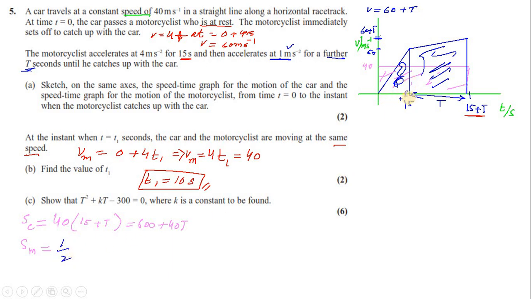area of the triangle, so half of 15 times the height of the triangle, which is 60, and then plus the area of this trapezium. The area of the trapezium will be equal to half of the sum of the parallel sides. The parallel sides will be 60 and 60 plus t. So 60 plus 60 plus t, this is the sum of the parallel sides of a trapezium, times the height. Height is the width, which is t.